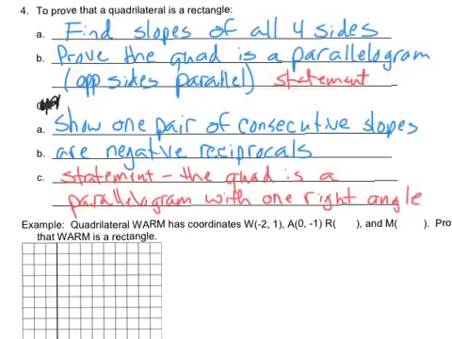So that's the most efficient way to prove that a quadrilateral is a rectangle. Find the slopes of all four sides, write a statement saying it's a parallelogram because you got opposite sides parallel, and write your second statement saying that you have a pair of consecutive slopes that are negative reciprocals and therefore perpendicular.